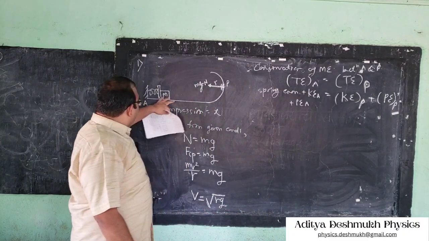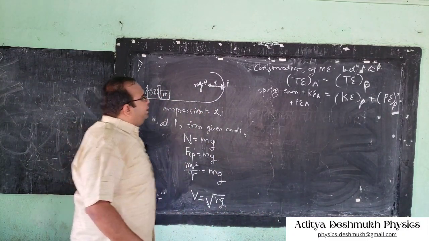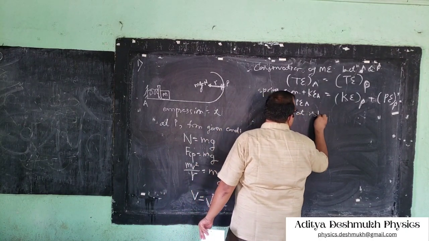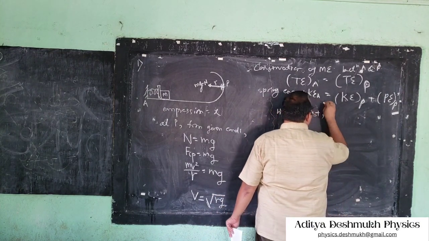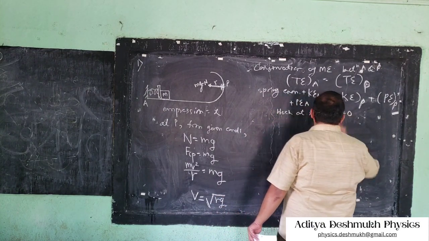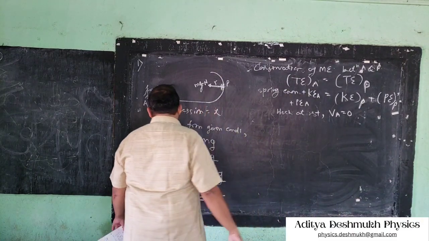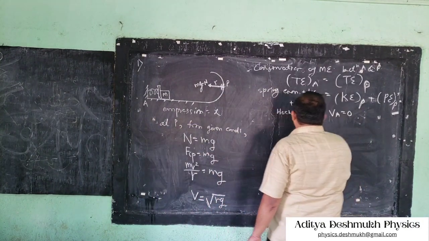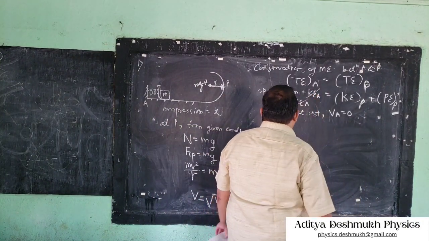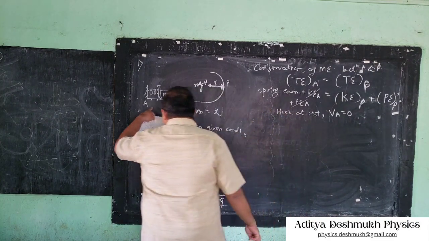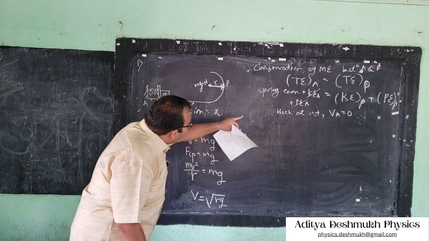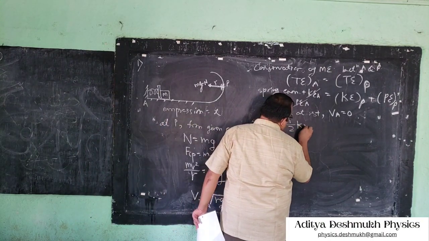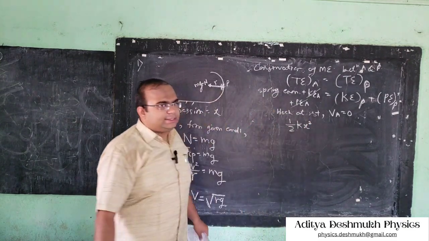So initially, when it is compressed, at that point the block is at rest. So V at A will be equal to 0. For our condition, this is the ground, so H is 0 at point A. So KE and PE will be 0 at this point. So the only energy at point A will be spring energy, which is given by half of kx square, where k is the spring constant and x is the compression.